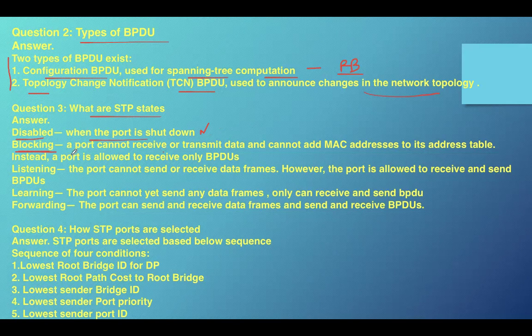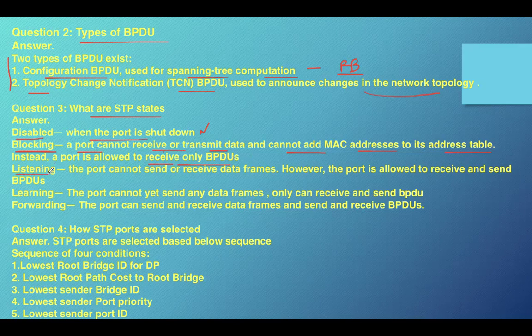So in blocking, what can you expect? A port cannot receive or transmit data and cannot add MAC addresses to its address table. Instead, the port is allowed to receive only BPDUs. So the port in blocking state cannot send and receive data, and it cannot send BPDUs, but it can only receive BPDUs. That's blocking.